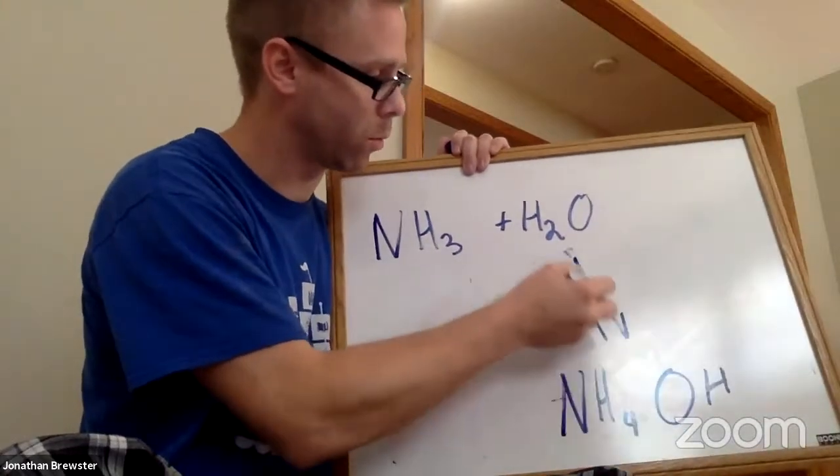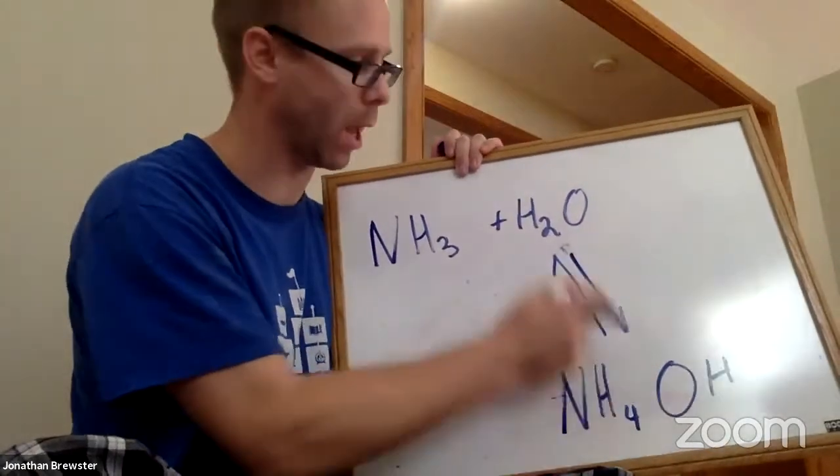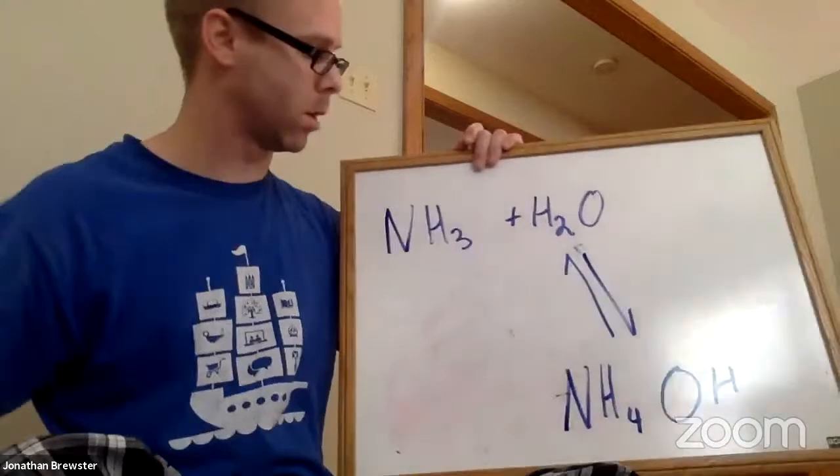So that's why you end up doing these 2 half arrows saying the reaction goes this way and the reaction goes this way, called equilibrium.